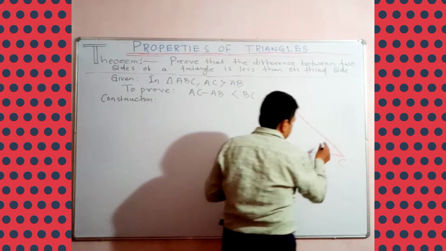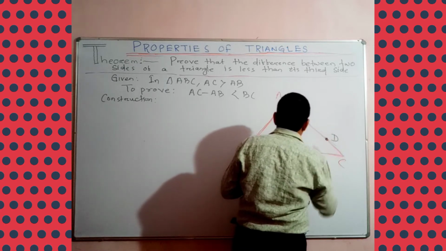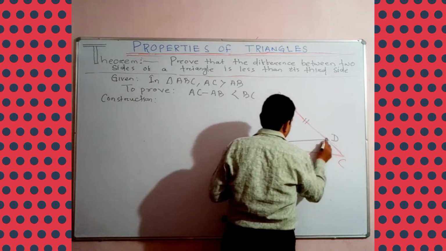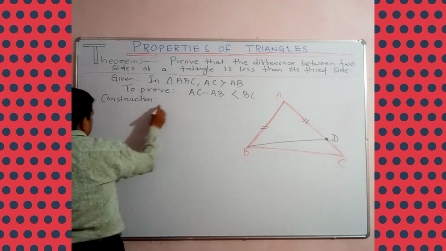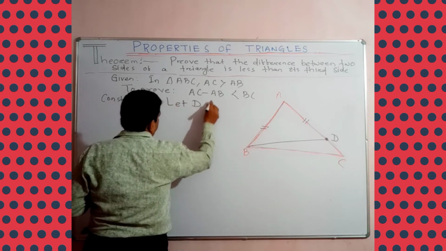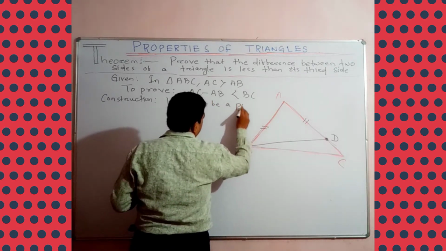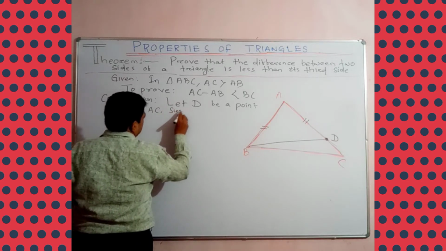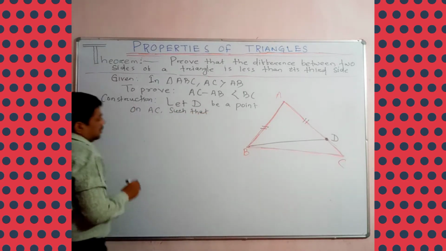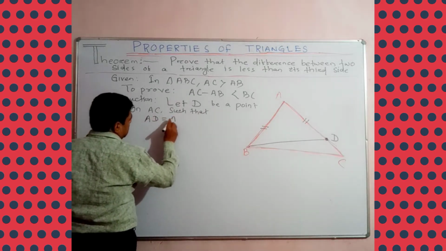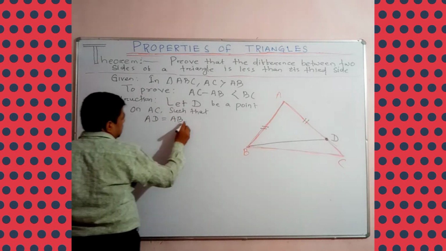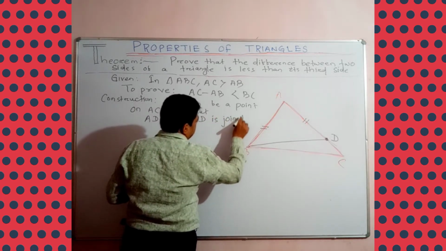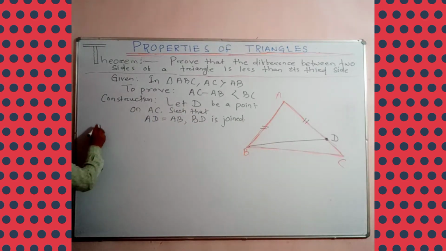What is the construction? Let D be a point on the side AC, on the longer side AC, such that AD is equal to AB, and BD is joined. Understand? The construction is that let D be a point on AC such that AD is equal to AB and BD is joined. Understood or not? Okay, is it clear? Let us prove.